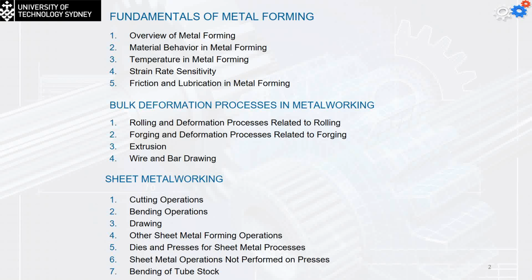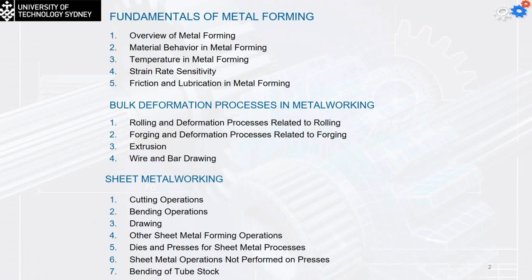So that's what we're going to go through first: the overview of metal forming, the metal behavior in metal forming, the temperature we use in metal forming, strain rate sensitivity, and friction and lubrication in metal forming. After that, we're going to go into the two branches we have for metal forming.